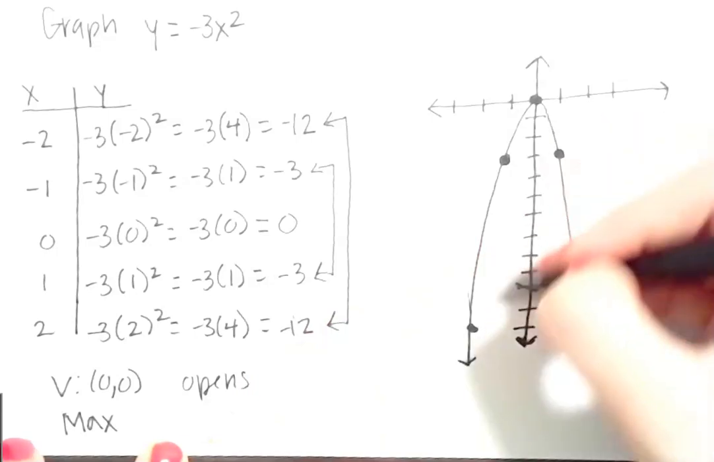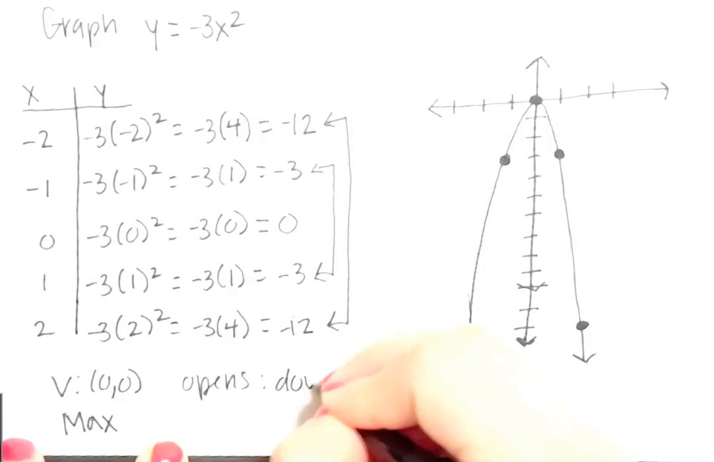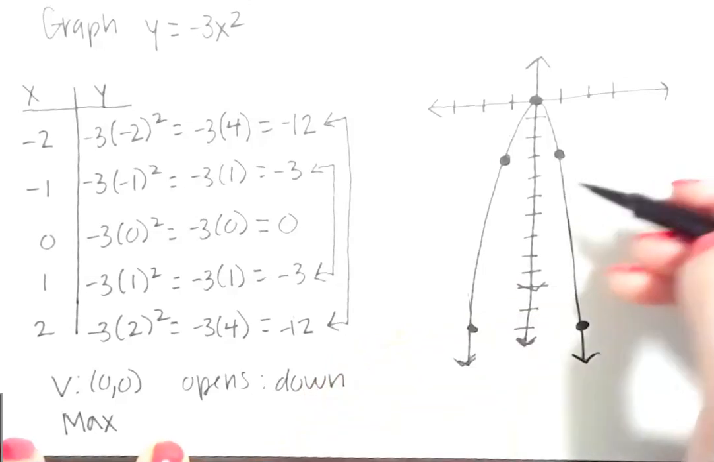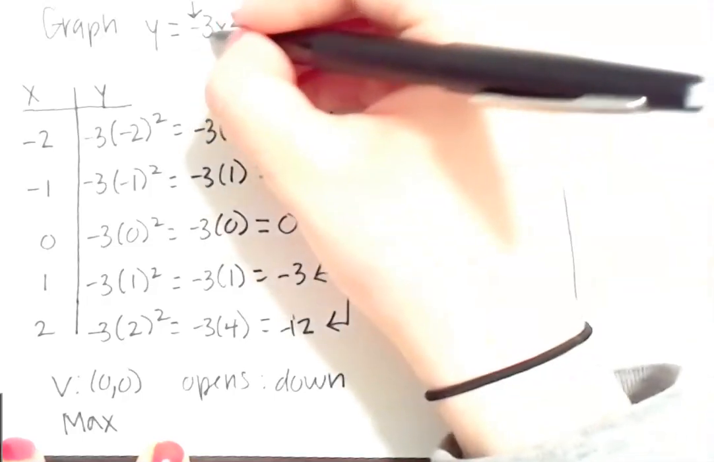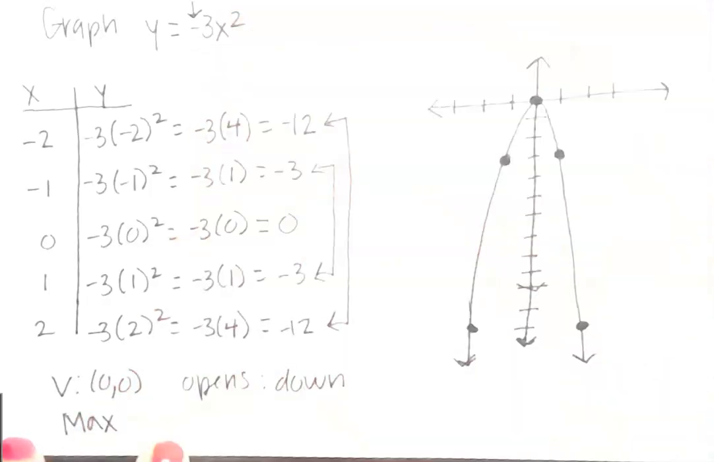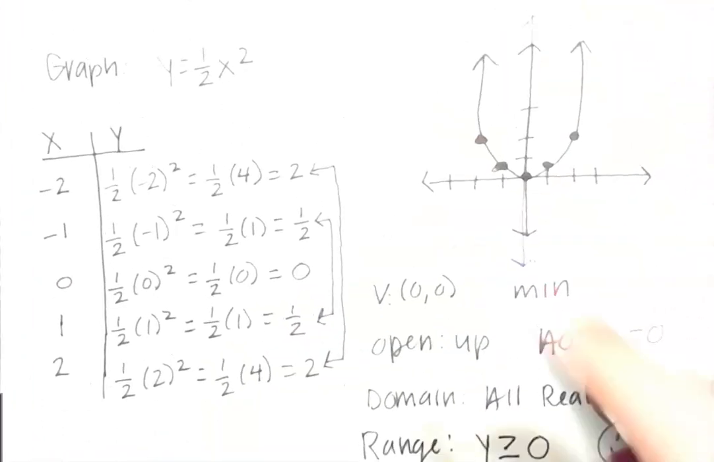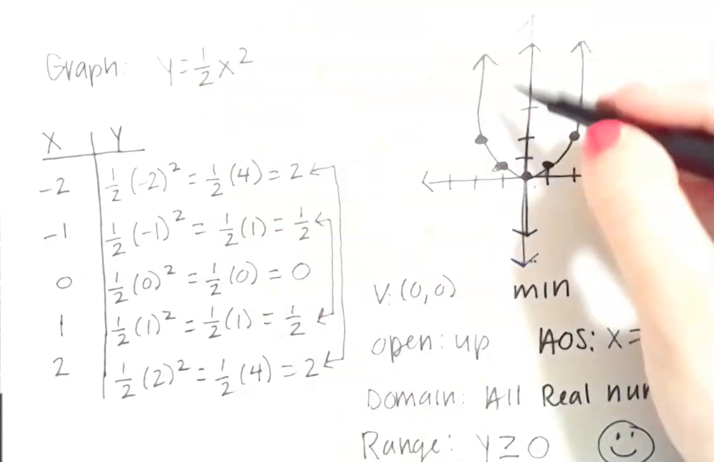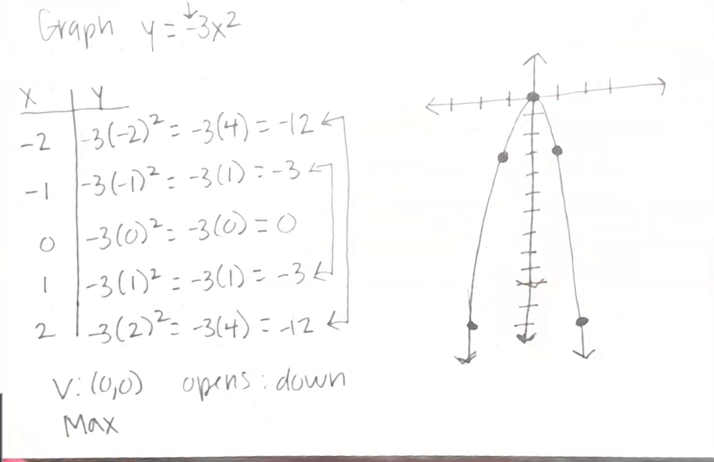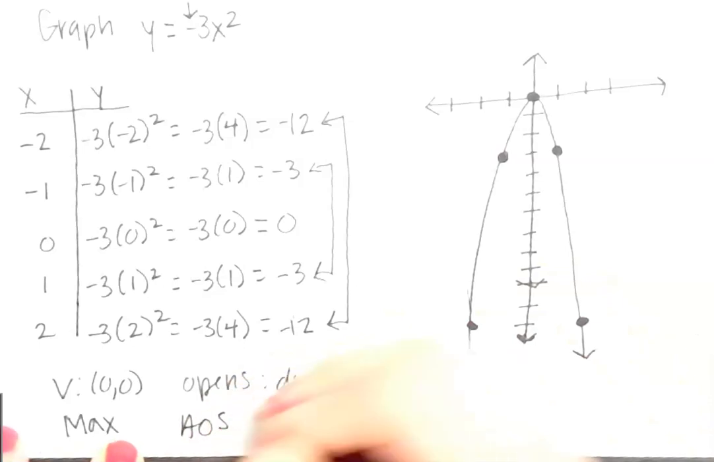Our graph opens, you see how it's opening downwards? Like our arrows are pointing down. And another way to tell before you even graph if it opens up or down: if this number out in front is negative, right here, do you see how it's negative 3? That's telling you it's going to open down. Whereas if we looked up here, this was a positive number. See how it's positive a half? So it opens up. A little trick for you. Okay. Opens down.